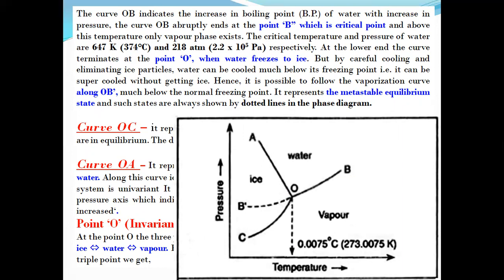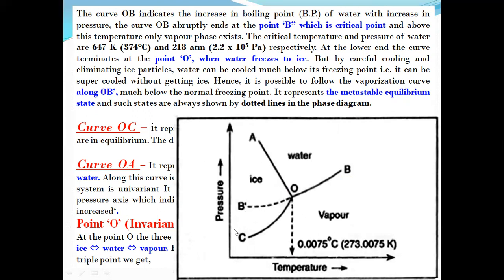So at this point, the water would be converted into ice. But if we use careful conditions and cool it slowly, we can cool this water below the freezing point, that is, the freezing point of water is 0 degrees Celsius. Below this we can also cool the water in the liquid phase, so it can be extended up to B dash. This curve OB dash, which is indicated by dotted lines, is called the metastable equilibrium state of water and solid ice.